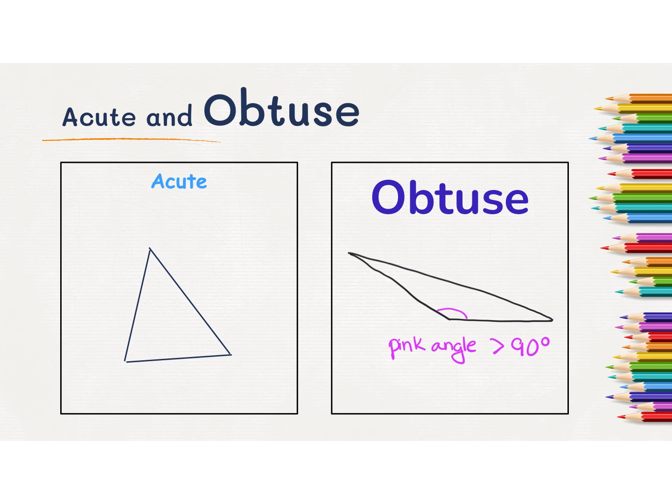Now let's talk about our little acute triangle, our tiny little acute triangle. The acute triangle has 3 angles, obviously because they all have 3 angles, but all 3 of them are less than 90 degrees. So there we go.